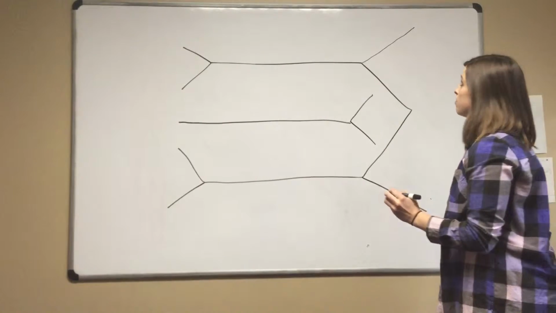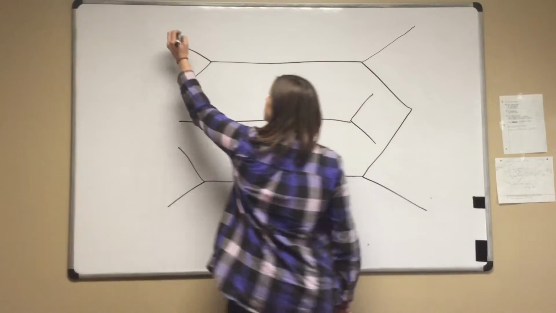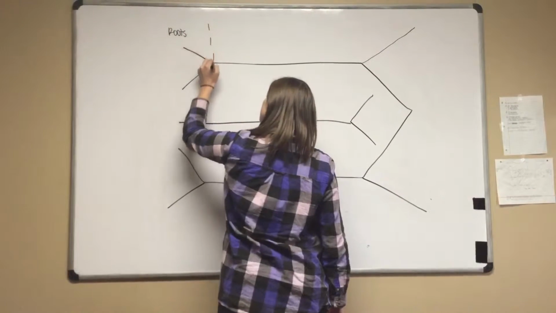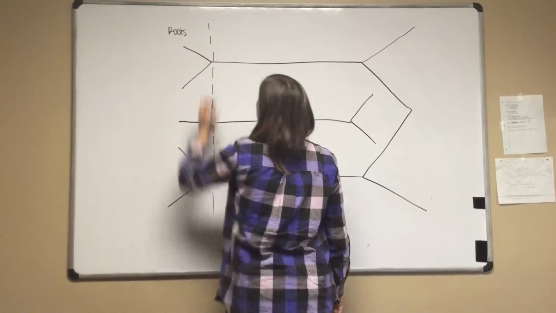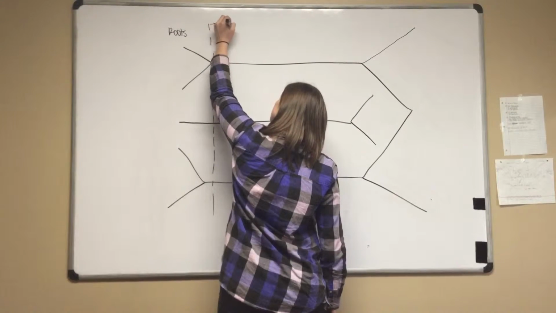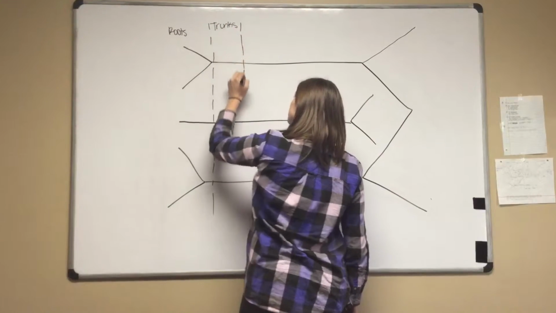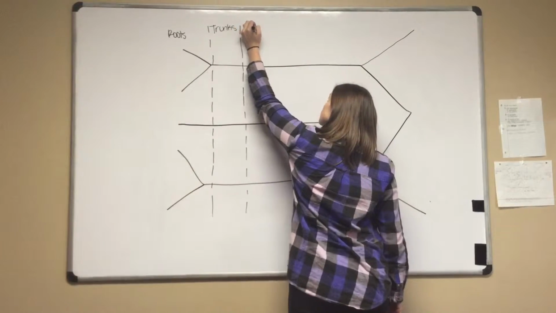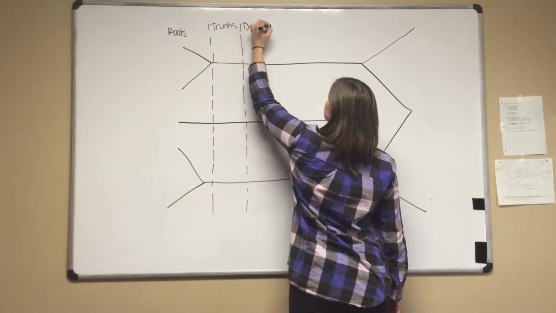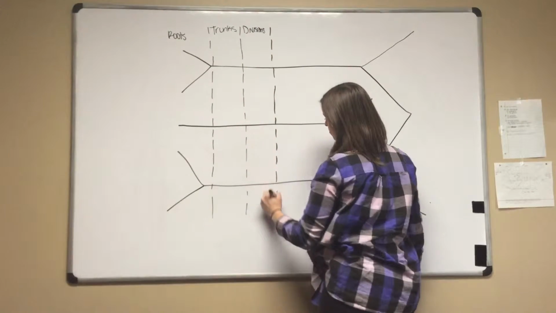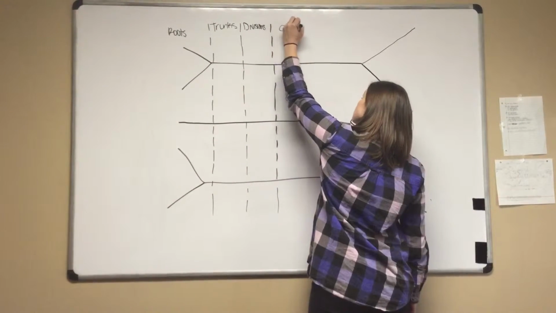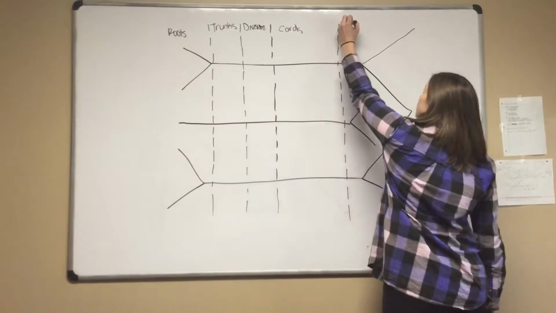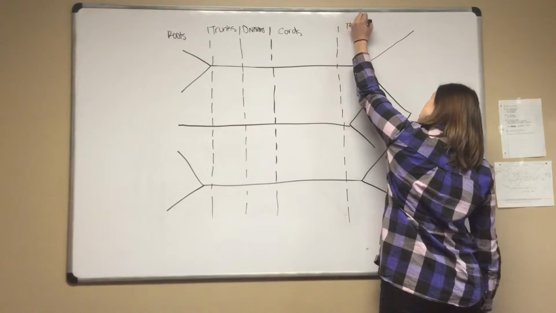Now you want to label the 5 main parts of the brachial plexus. The first of which is the roots. Then you have the trunks. Then you have the divisions. Then you have the cords. And then finally you have the terminal branches.